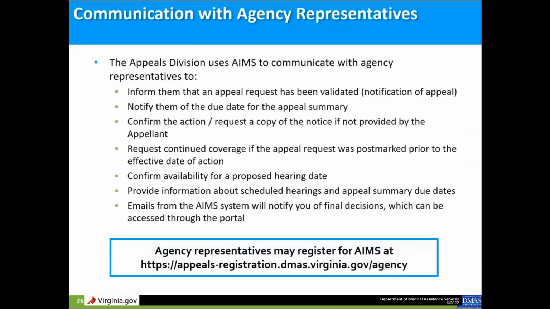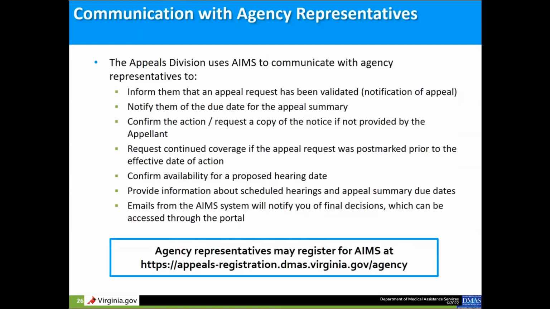During the appeals process, there are several occasions on which the responsible agency should expect communication from the DMAS Appeals Division, requiring action on your part. First, of course, we'll notify you that an appeal has been filed once a manager has validated the appeal. When this happens, the appointed appeals coordinator at your agency will receive an email from the AIM system that a document is available in the portal.